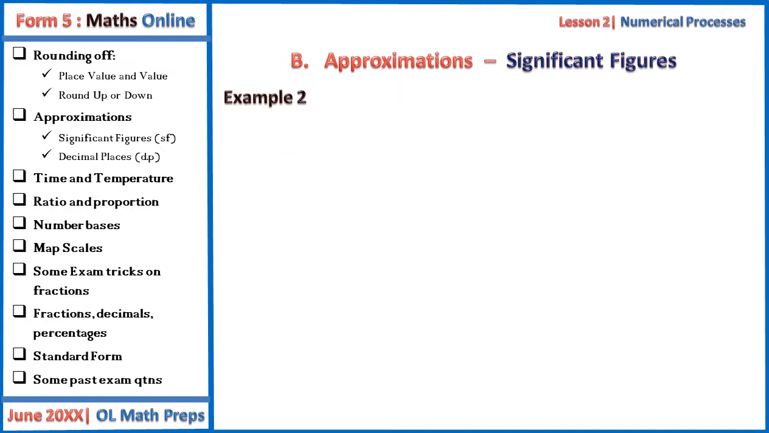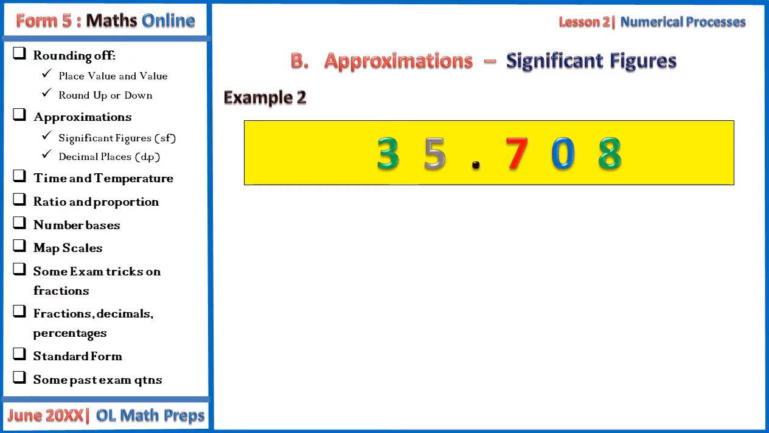Let's take another example. We have the number 35.708. This number to one significant figure gives us 40. Note, the first significant figure here is 3. But 5 is going to affect it, so we round up to 1 and add to 3 gives us 4. And since this number before the decimal point is 35, when you round up, it gives us 40. We can now erase everything from the decimal point and write words. So this gives us 40 to one significant figure.